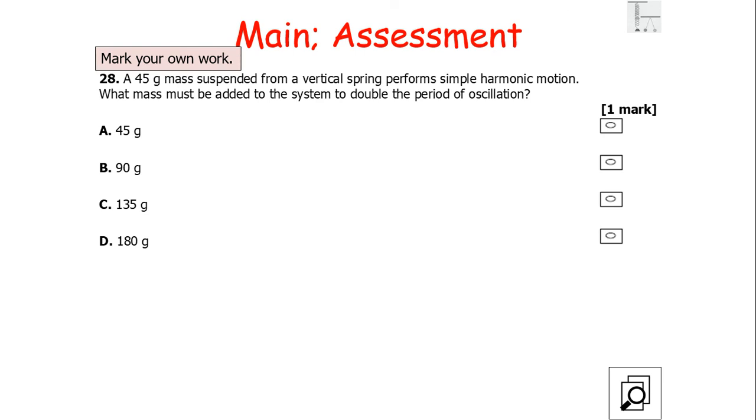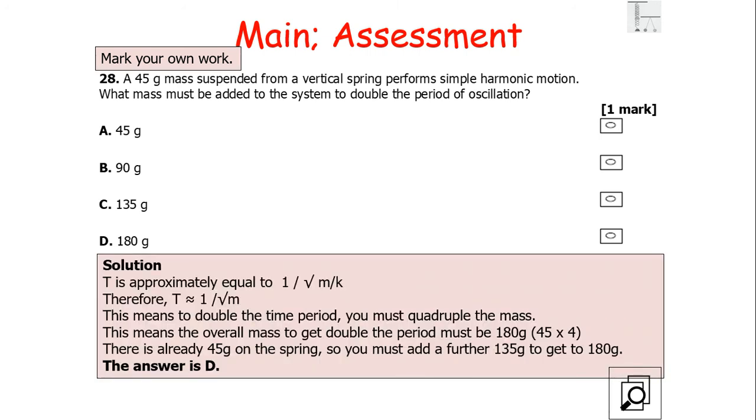A 45-gram mass suspended from a vertical spring performs simple harmonic motion. What mass must be added to the system to double the period of oscillation? Right, so we know that T is proportional to the square root of m over k from what we've learned before. So therefore, T is proportional to the square root of m. This means to double the time period, you've got to quadruple the mass because the mass is being square rooted. So you've got to quadruple it to get that doubling effect.